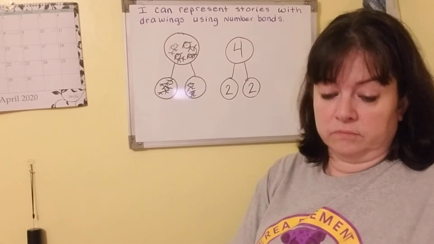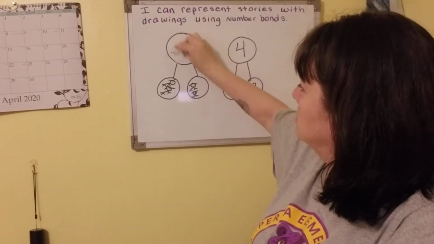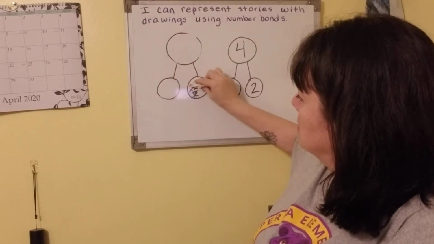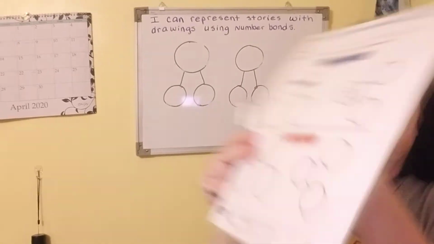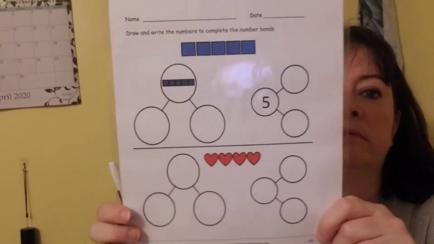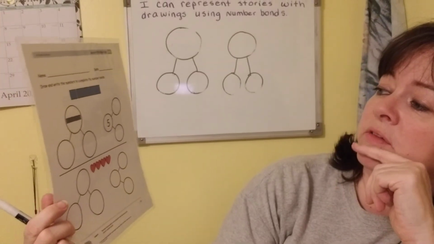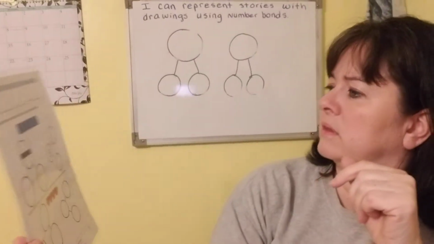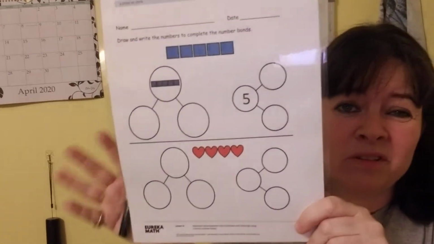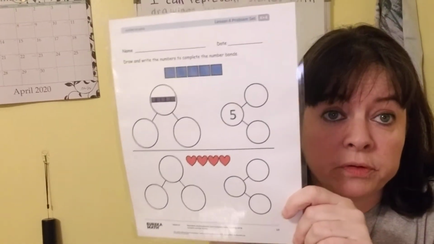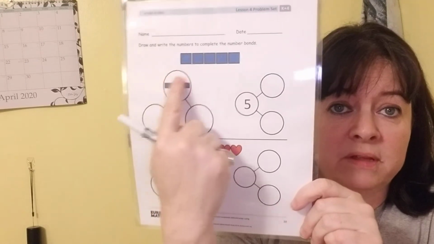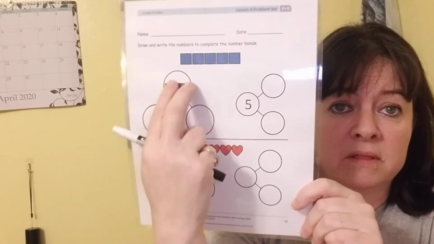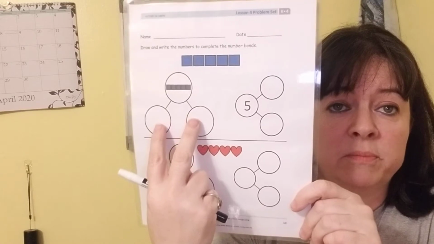Now, let's look at your actual page in your book. Okay, and I'm going to have to kind of hold it up like this. All right, so the top of your page says draw and write the numbers to complete the number bonds. Okay, so this is just working straight with numbers. Now, right up here we have some clues of where to put things. So we see that this is the whole because it's the big main one and it's got the two parts coming off of it.